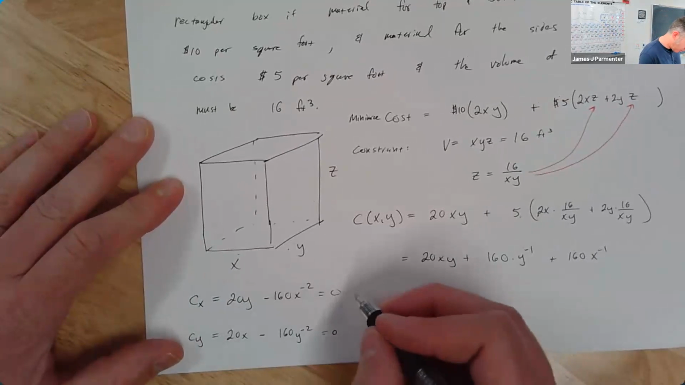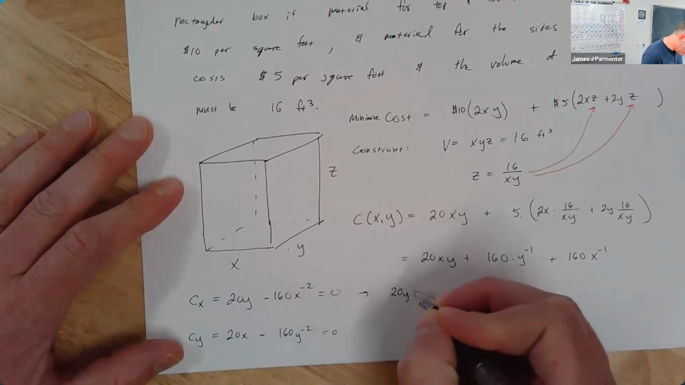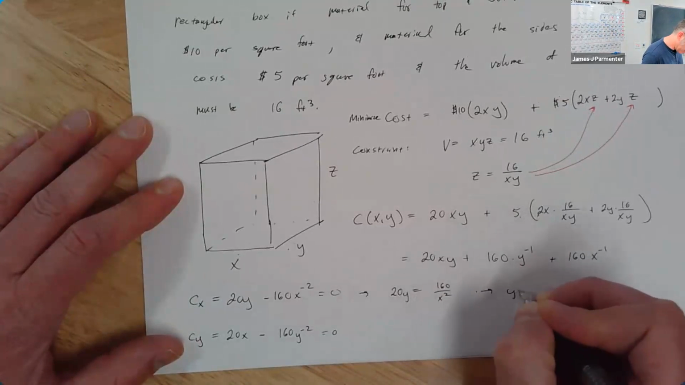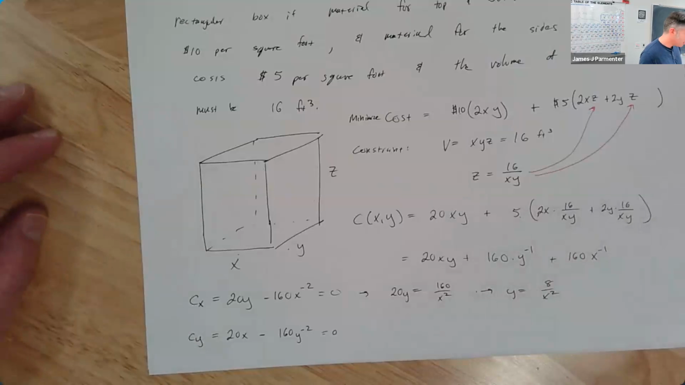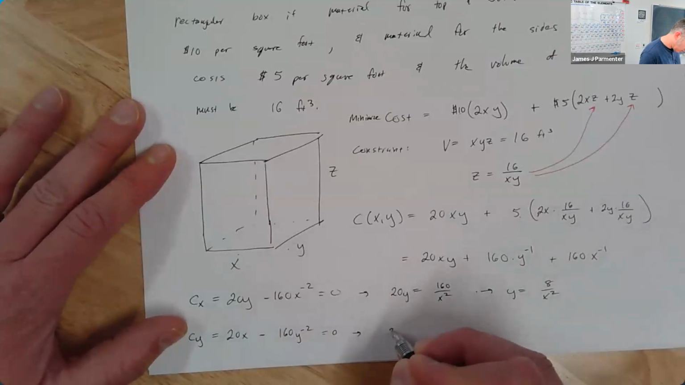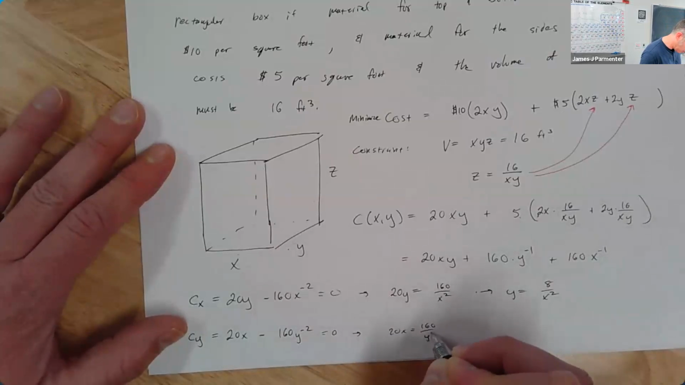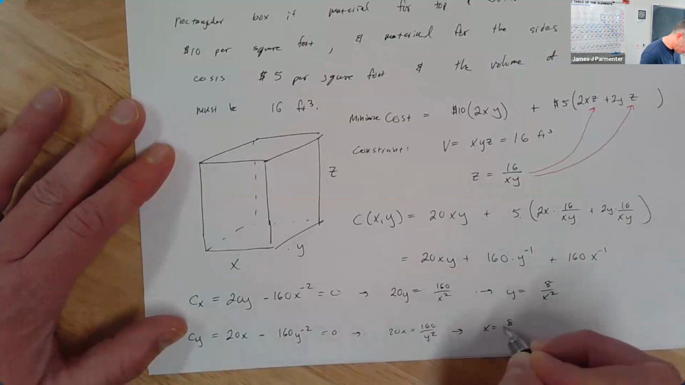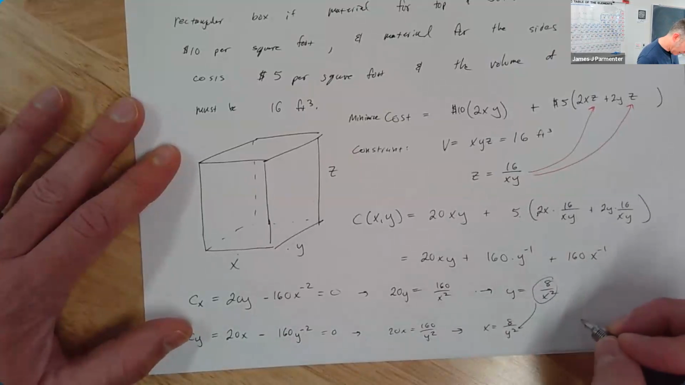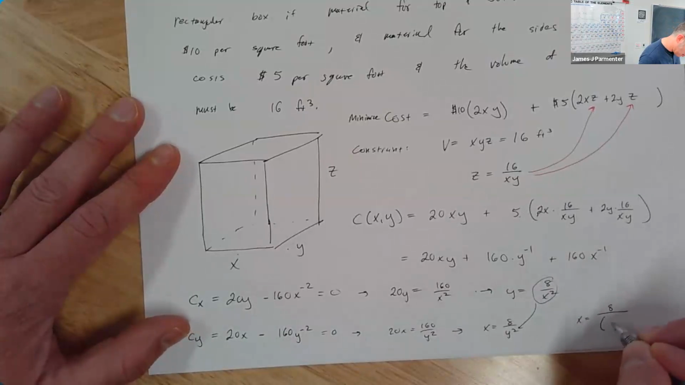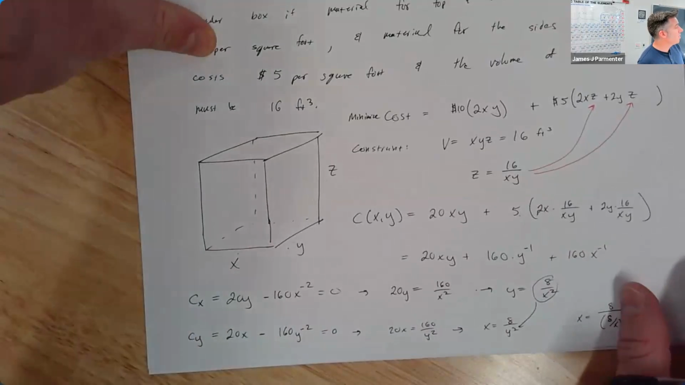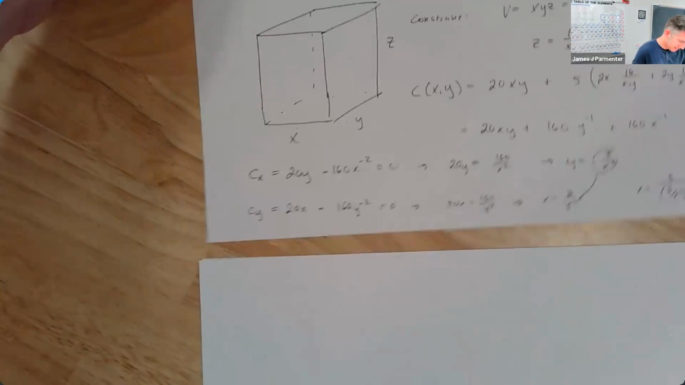I'm going to say 20y equals 160 divided by x squared, or y equals 8 over x squared. And then I'm going to plug that into the other equation, which would be 20x equal to 160 over y squared, or x equal to 8 over y squared. I'm now going to substitute this in for y. I'm going to get x equal to 8 over x squared squared. That seems terrible. It's not as terrible as it looks, although it looks pretty terrible. Let's see what we get.